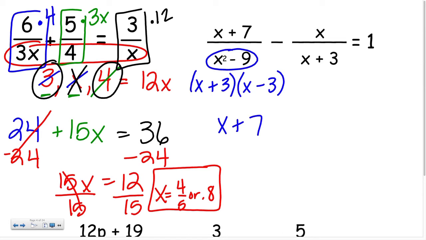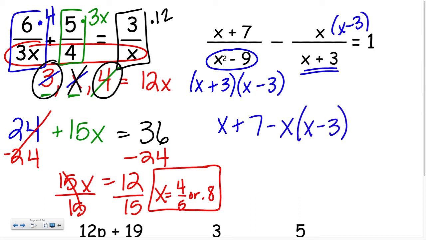If I look at the next one, that x only has the x plus 3. It needs the x minus 3. Alright? The 1 needs everything. It doesn't even have a denominator. So instead of having to do x plus 3, x minus 3, I'm going to shorten it to that version, x squared minus 9. So now I can distribute.